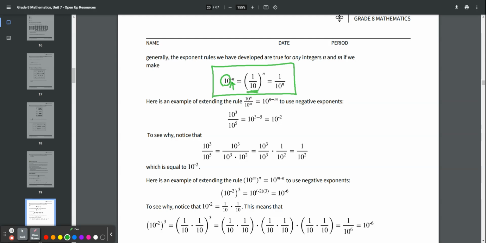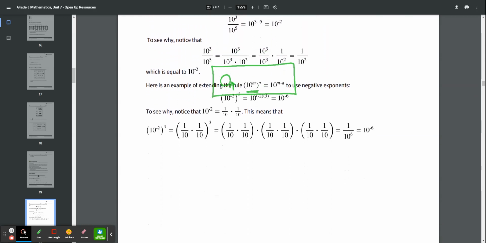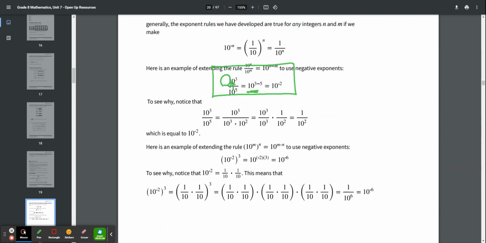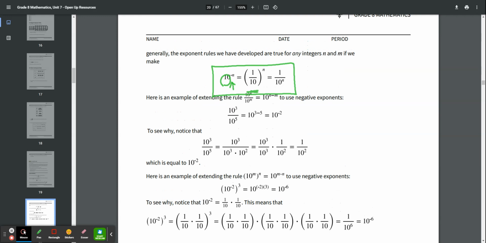There's several other examples here down below this. I'll have you go ahead and take a look at those, read through the rest. Don't forget that we can still apply all of our other rules of product of powers, quotient of powers, and power of a power to our negative exponents, and we'll still get the same outcome.